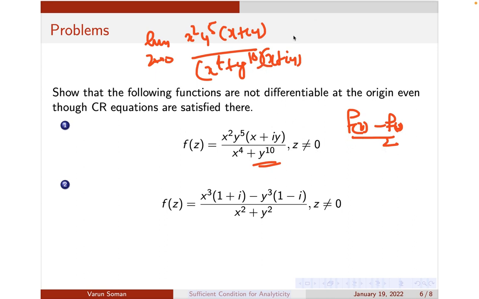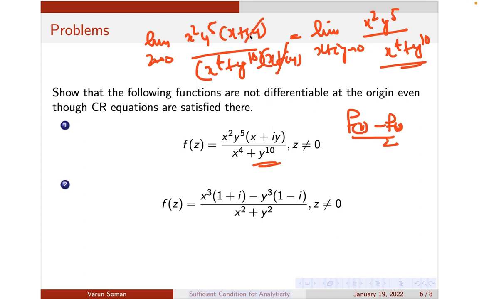Okay, so in other words, you have to find the limit as x plus iy tends to 0 of x squared y raised to 5 by x raised to 4 plus y raised to 10. I'm just cancelling out this x plus iy and x plus iy. You should write with me, only then you will understand, because this is a very simple computational one. So what can you say?